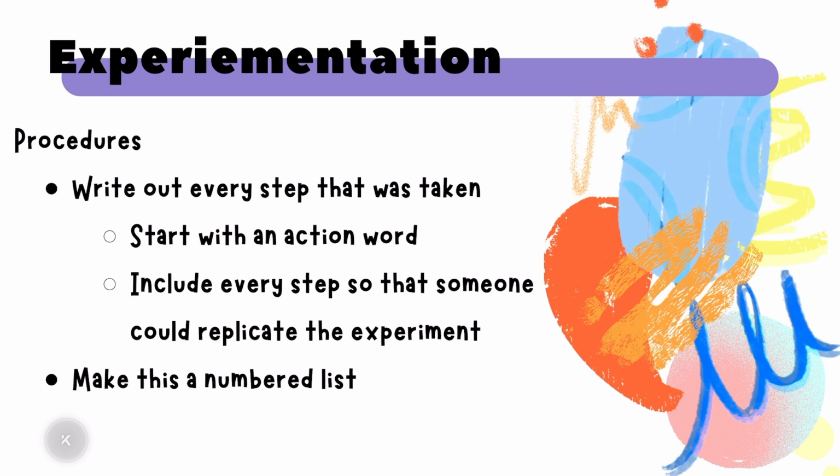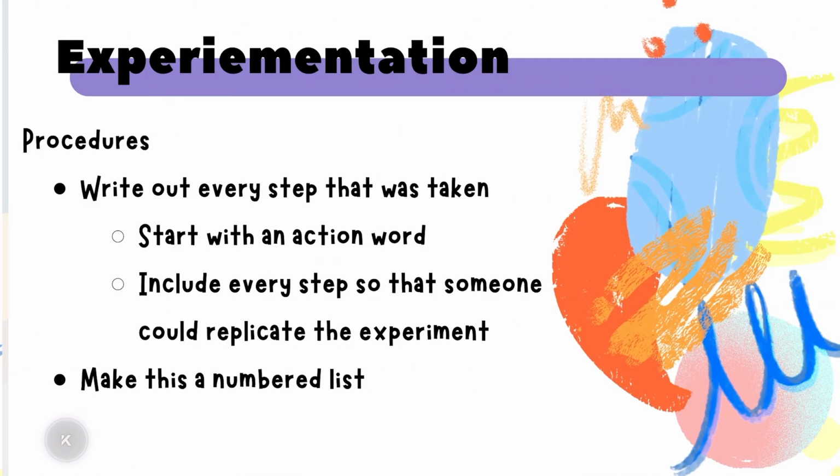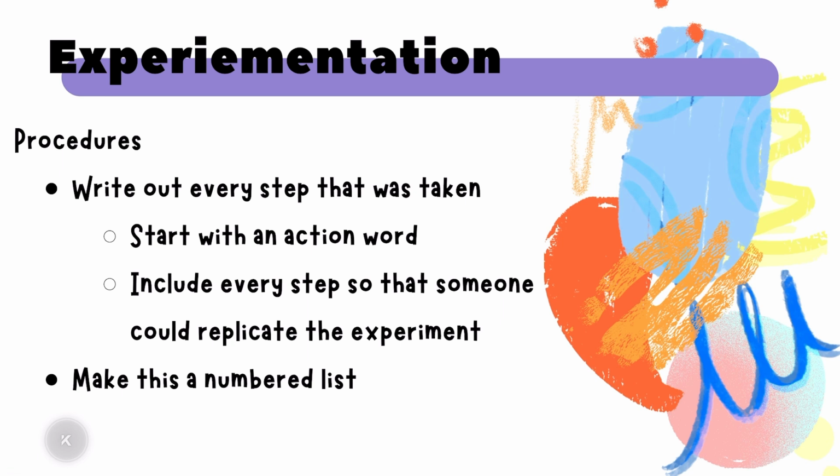I also have procedures. Think about this as the instructions. So write out every step that was taken. I start with an action word, aka a verb. Place 5 seeds in cup. Pour 5 milliliters of water onto soil. And I need to include every step so that someone could replicate the experiment. You make this as a numbered list, right? So 1, do this. 2, do this. 3, do this. So you guys will get practice doing this in your designing an experiment assignment. So please make sure to format your materials list and your procedures like it is designed here.